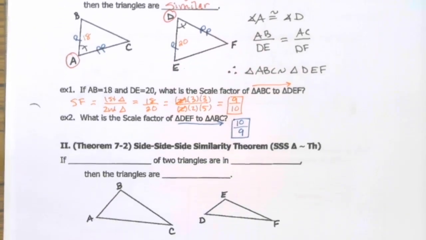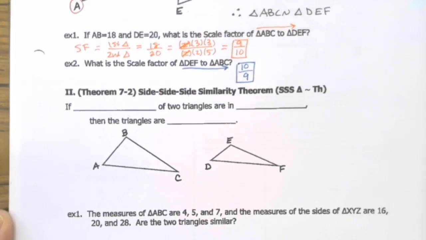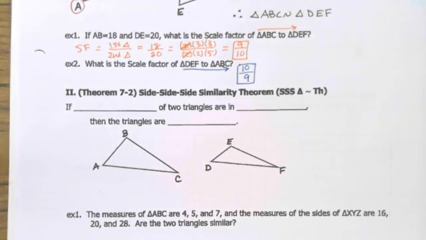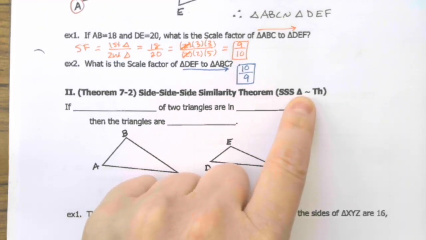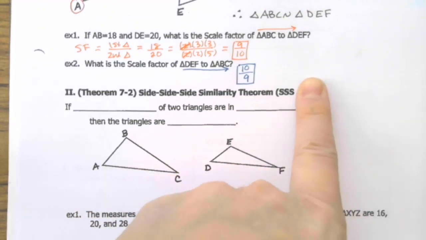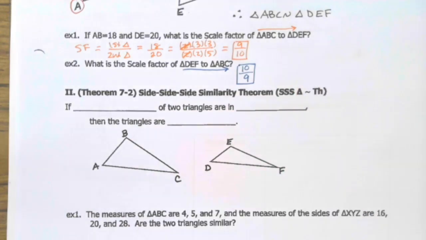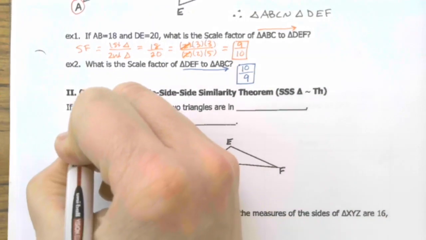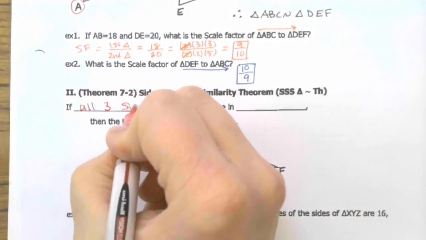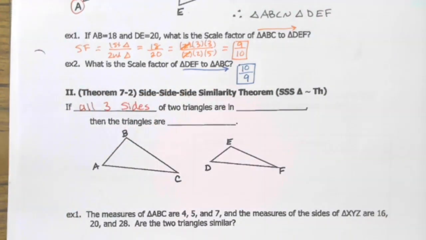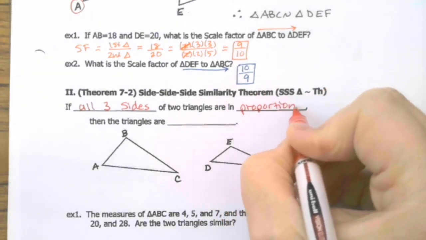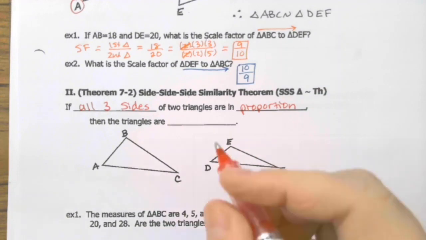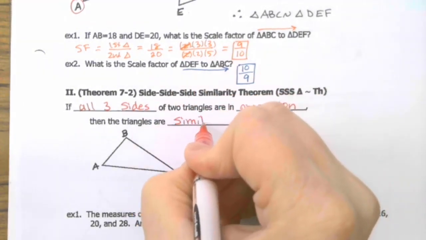All right, Roman numeral 2, Theorem 7-2. This is the side side side similarity theorem. Really important to put that similarity symbol in there. Otherwise, side side side by itself means the congruency theorem, which is different. Okay, here it goes. If all three sides of two triangles are in proportion, in other words, they reduce to the same fraction, then the triangles are similar.